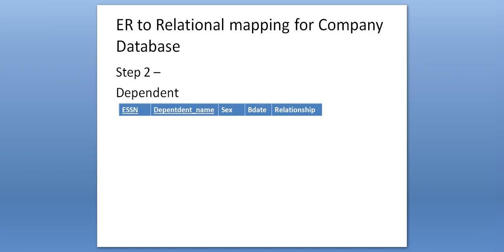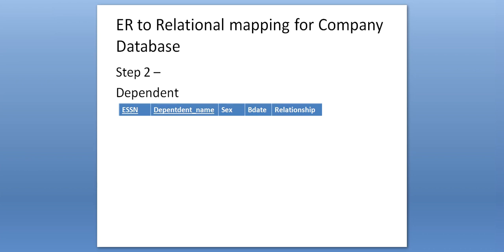After that, step number two says that we have to map the weak entity types, isn't it? So in the ER diagram, we can see that there is only one weak entity type, and that is dependent, isn't it? And step number two says that for that particular weak entity type dependent, we have to create a relation, and then after creating the relation, all the simple attributes and the components of composite attributes will be there as attributes in the relation.